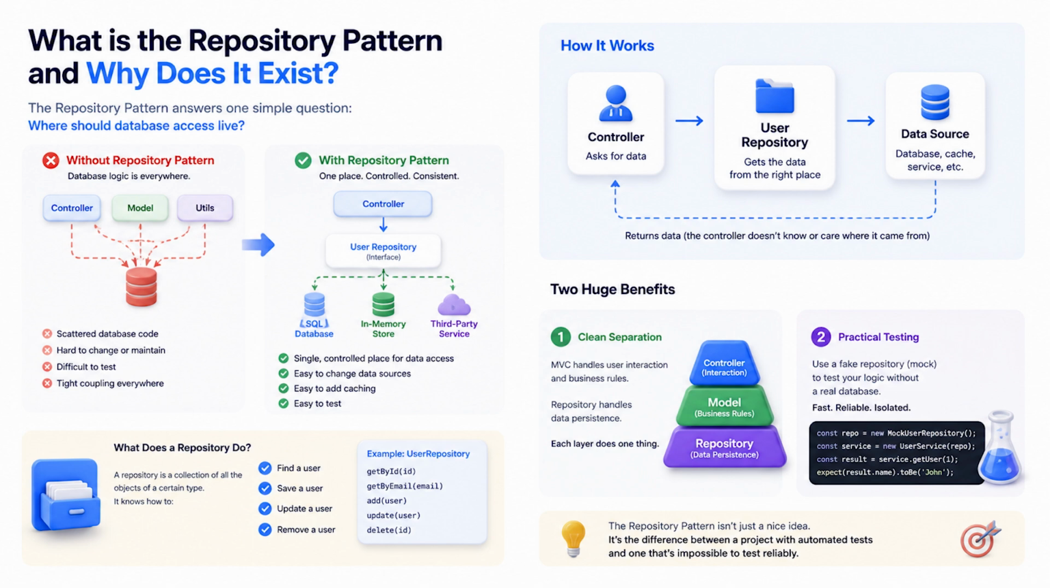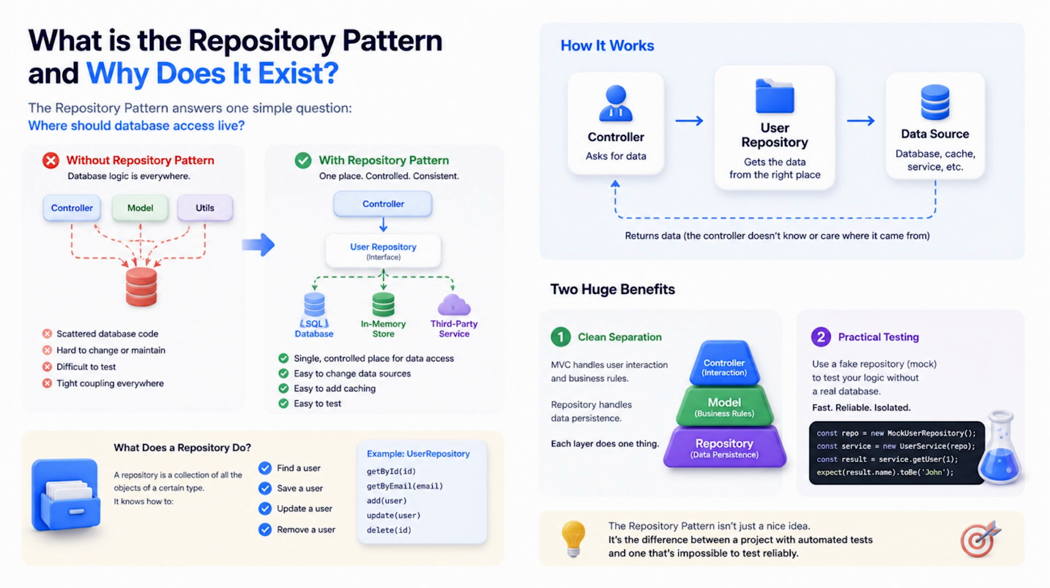The repository pattern solves this by creating a single, controlled place for all database operations. Think of a repository as a collection of all the objects of a certain type. Your repository for users knows how to find a user, save a user, update a user, and remove a user. Your controller asks the repository for data. The controller does not know or care whether that data comes from a real database, an in-memory store, or a third-party service. It just gets what it asked for. This separation has two huge benefits.